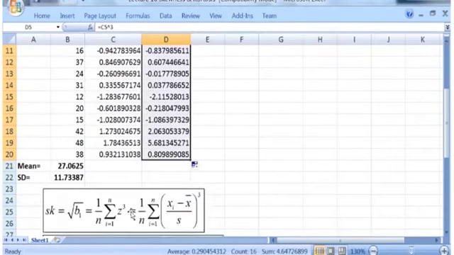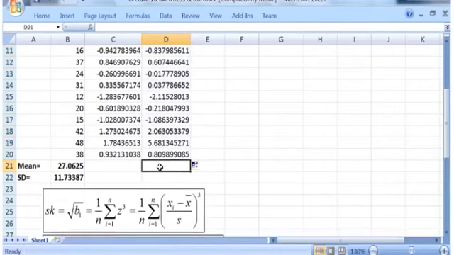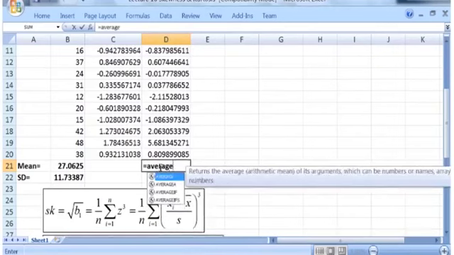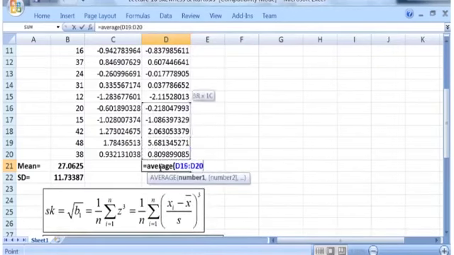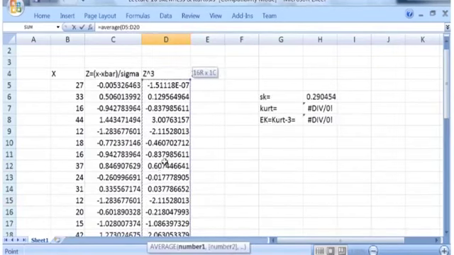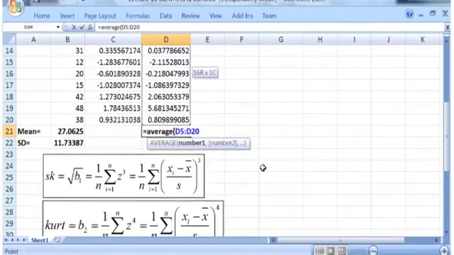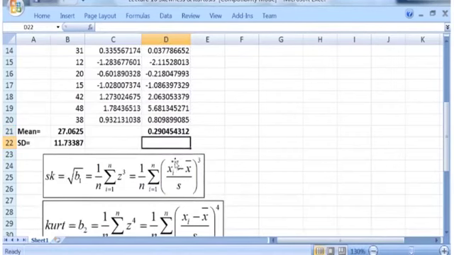In the end we need to take the sum divided by n, or in other words we can directly calculate the average of all these entries. So it is the average of D5 to D20. This will give us the square root of beta 1, which is actually the skewness. So press enter. Here we get 0.29.